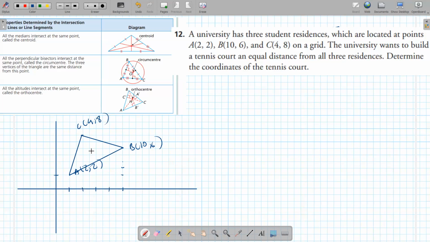So we need to find the circumcentre. I'll give you a hint, okay? If this guy, perpendicular bisector, is gonna be something like this. It's gonna go through the middle here, midpoint.